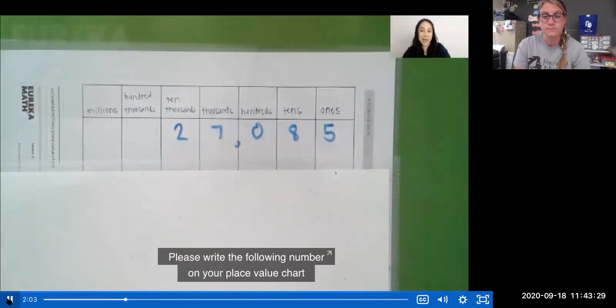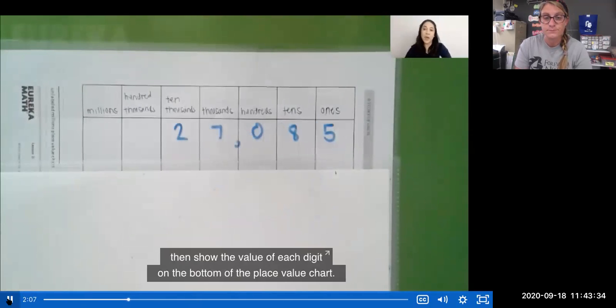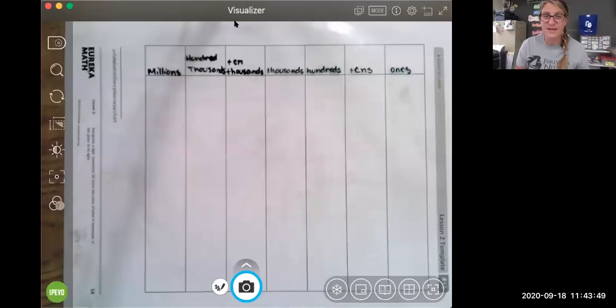Please write the following number on your place value chart. Then show the value of each digit on the bottom of the place value chart.